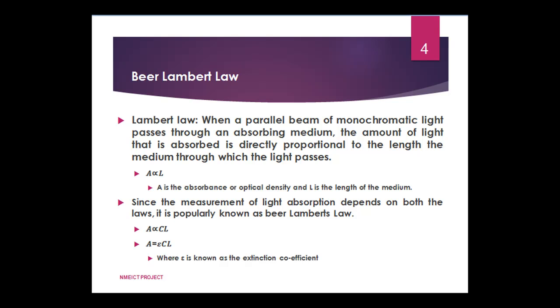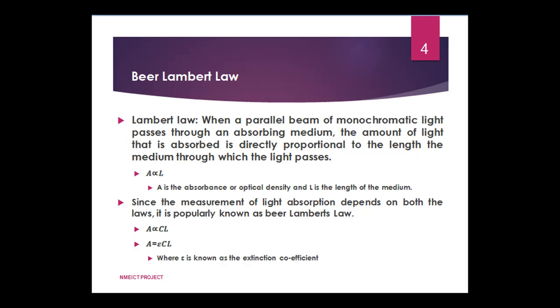Hence, A is directly proportional to C times L, and A is equal to epsilon C L, where epsilon is known as the extinction coefficient. Also, A is equal to log I_I upon I_T, equal to log 100 upon T, equal to log 100 minus log T, that is equal to 2 minus log T, where I_I is the intensity of the incident light and I_T is the intensity of the transmitted light. Then the ratio of intensities, that is I_T upon I_I, is the transmittance.